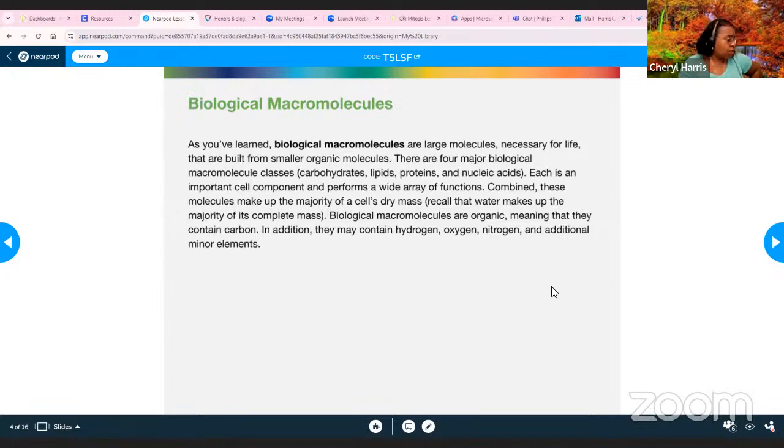They all contain carbon, but they're all connected to hydrogen and oxygen. Some are connected to nitrogen and some other molecules, but all contain carbon. The other word that you have to be familiar with is organic. Organic means that it contains carbon. Inorganic means it doesn't contain carbon.